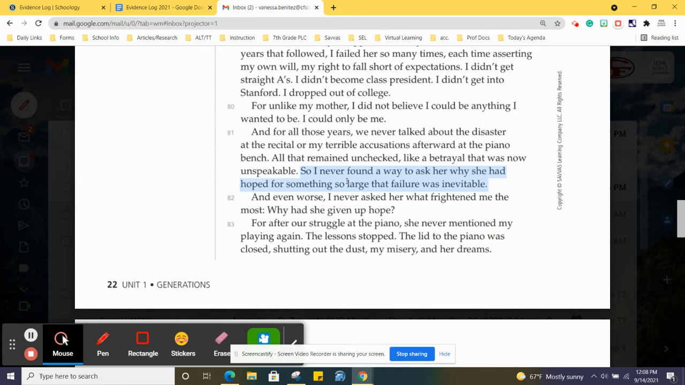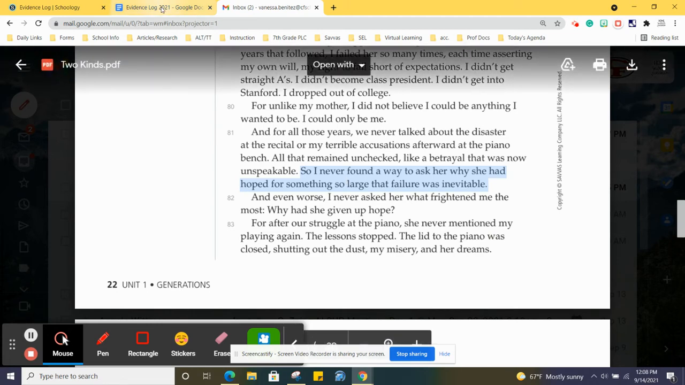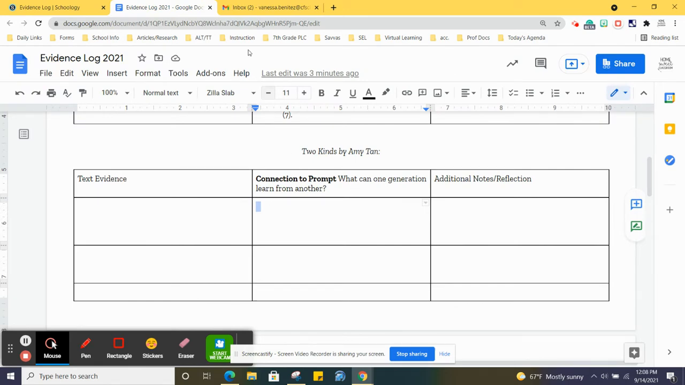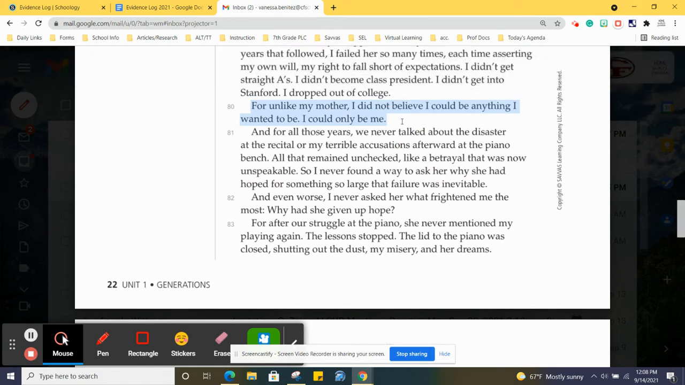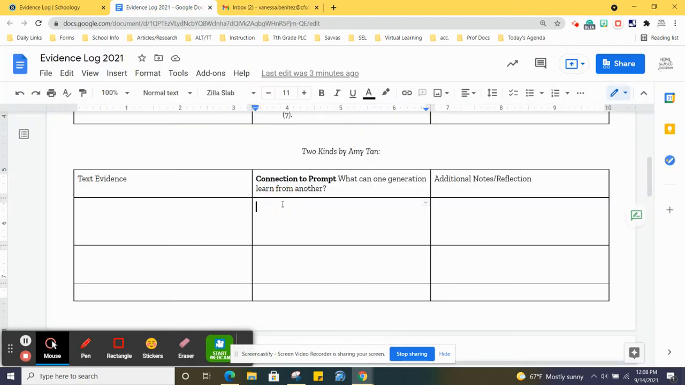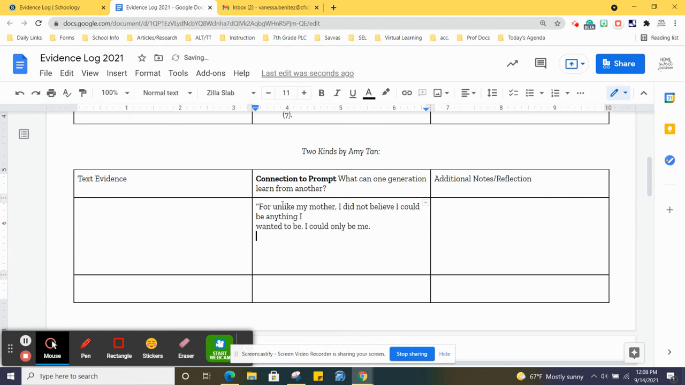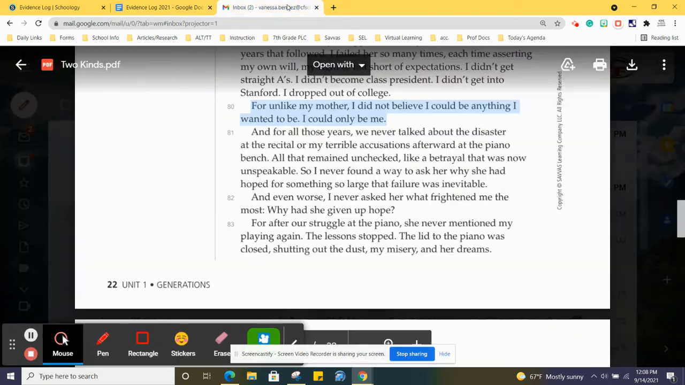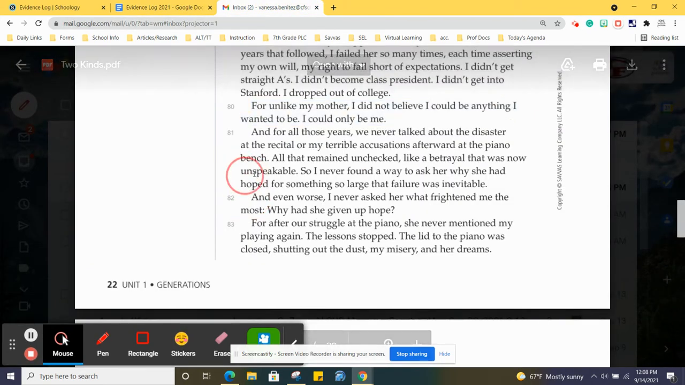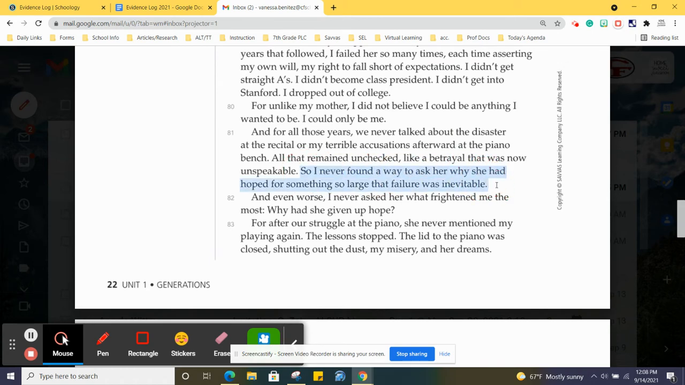Sometimes our notice and notes can help us answer our question that goes with the unit, which is what can one generation learn from another? So I'm going to use that quote right here, but also kind of up here on line 80. I want to use that line that I have highlighted and the one from line 80. So I'm going to use both. So I hope I can, for my sake, copy this: "For unlike my mother." And I'm going to start with quotation marks to show that I'm getting it from the text. Oh, good. It did copy. But then I also want to add that second part of the quote, which was "so I never." And I'm going to copy that.